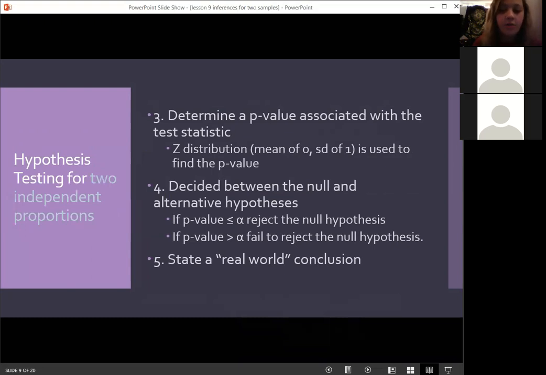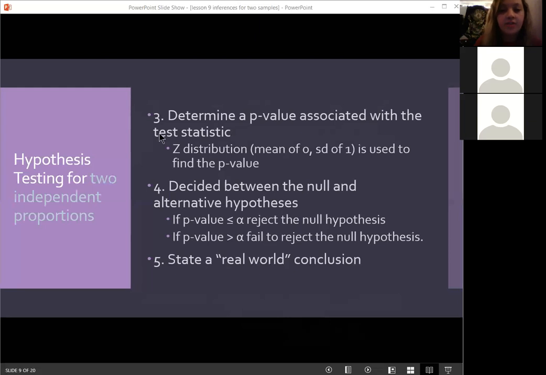And then lastly, state a real world conclusion. You want to make sure that we're actually applying it to real life, using the data that we have to state the conclusion we make about real life. That's similar to when we make those confidence interval conclusions, like we are 95% confident that the mean or proportion is something. We're actually putting it into words that show what the real world conclusion is.